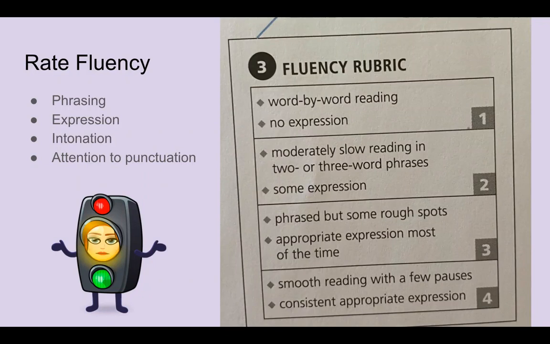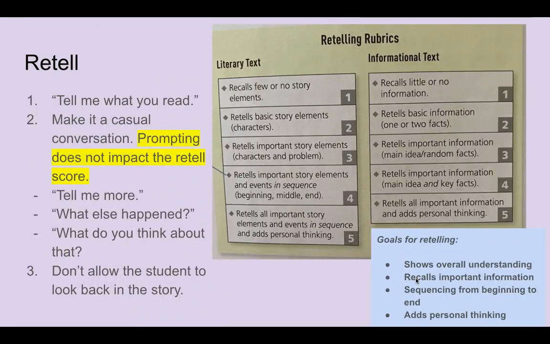Then there's a fluency rubric, so you can rate the student whichever number you think is closest to how they read. You can just circle the number. When you flip the form over, there's a retell on the back, so you would tell the students, tell me what you read. You can prompt them without it impacting their score, so you can say, tell me more, or what else happened. There is a retelling rubric for the literary and the informational text, so you can use that.